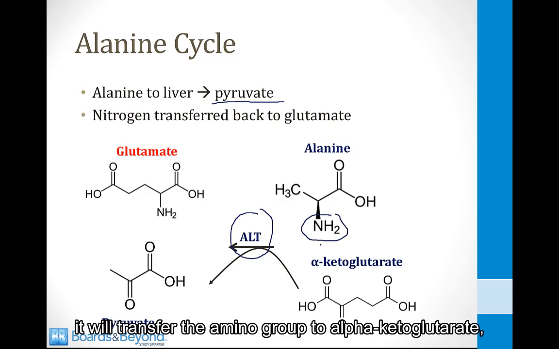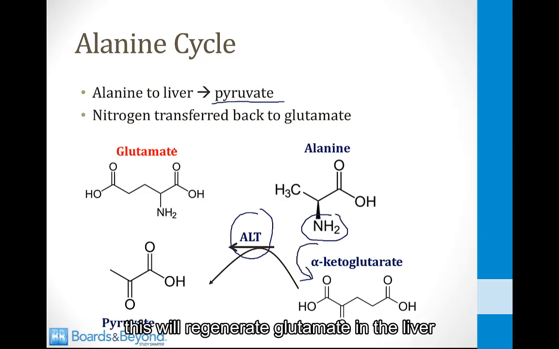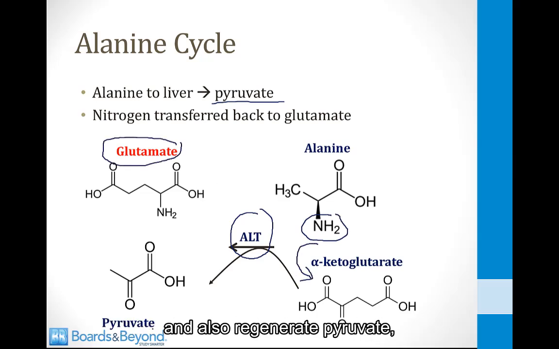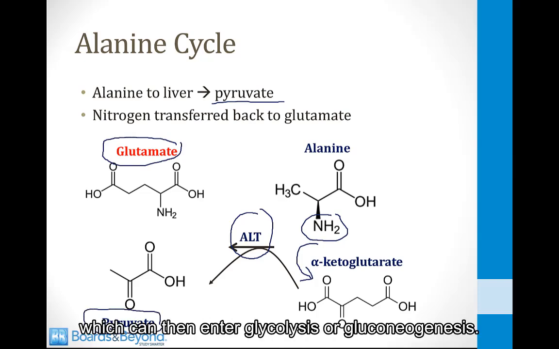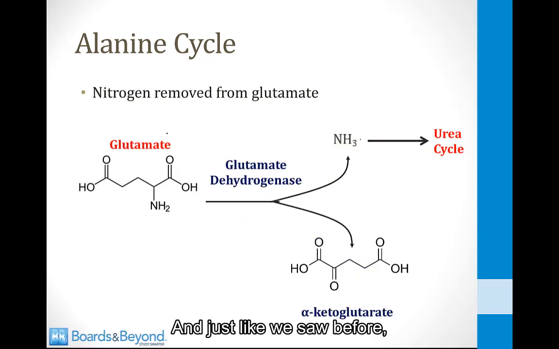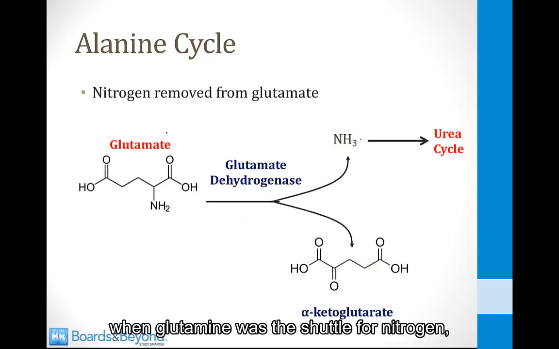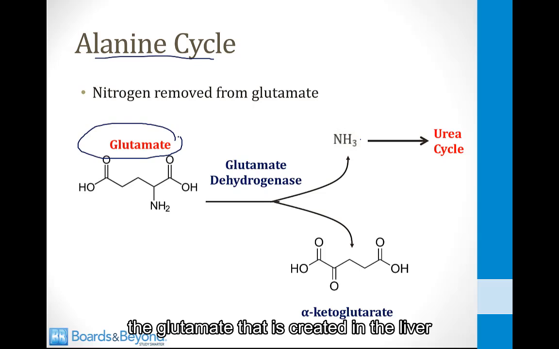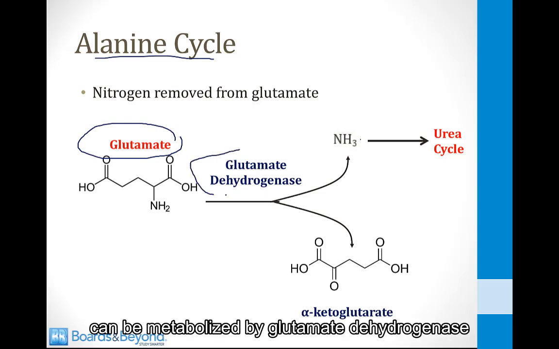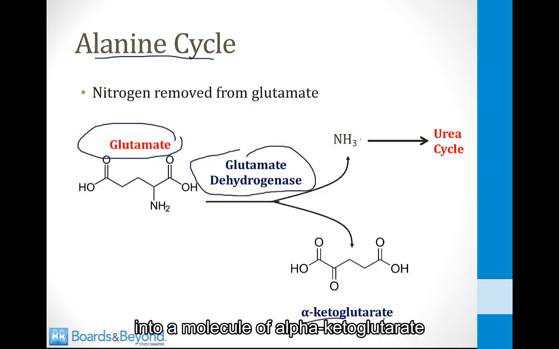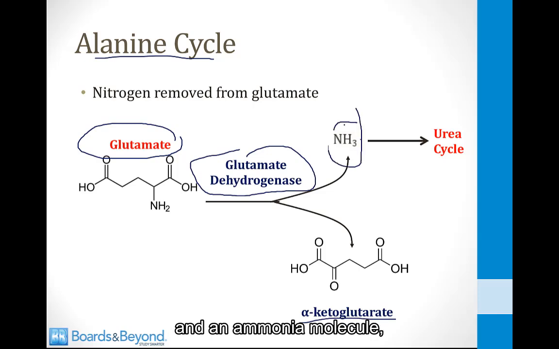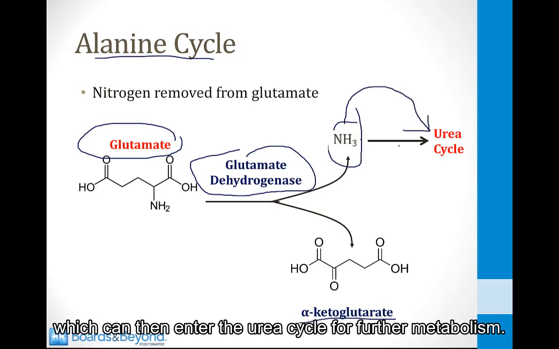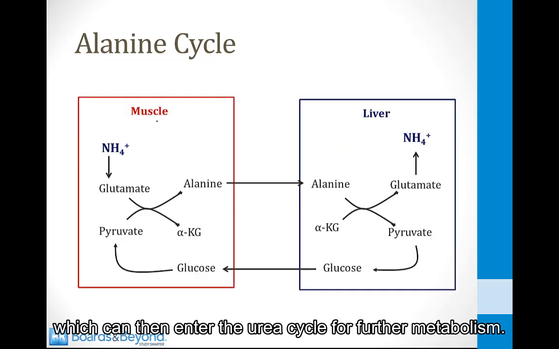In this case, it will transfer the amino group to alpha-ketoglutarate. This will regenerate glutamate in the liver and also regenerate pyruvate, which can then enter glycolysis or gluconeogenesis. And just like we saw before, when glutamine was the shuttle for nitrogen, when alanine is the shuttle for nitrogen, the glutamate that is created in the liver can be metabolized by glutamate dehydrogenase into a molecule of alpha-ketoglutarate and an ammonia molecule, which can then enter the urea cycle for further metabolism.